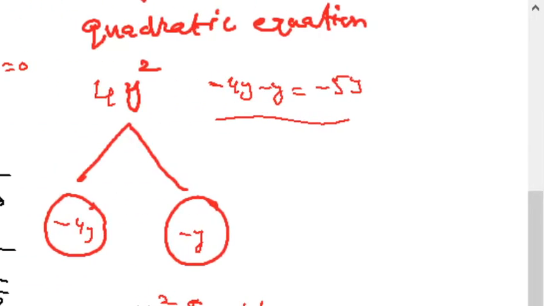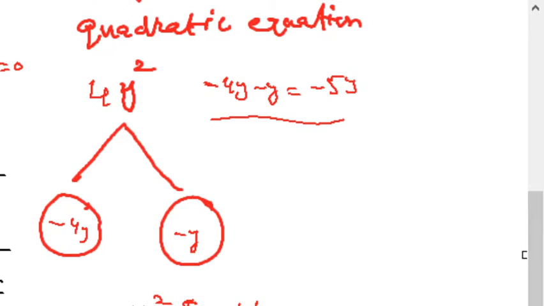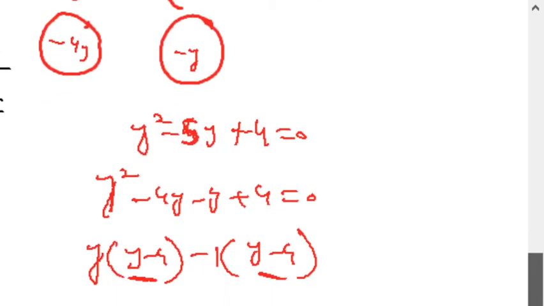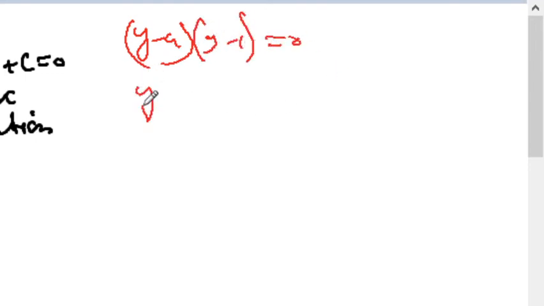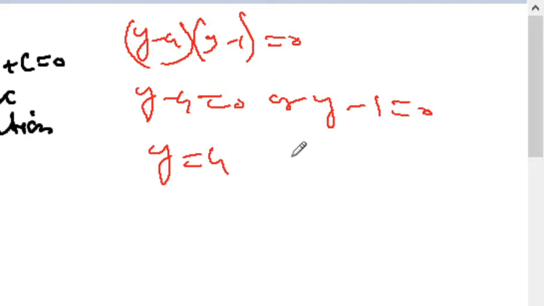What is the expression we have? y square, y minus 4, and y minus 1. I can make y minus 4 and y minus 1 equal to 0. So I will write y minus 4 equal to 0 or y minus 1 equal to 0. So y becomes 4 and y becomes 1.